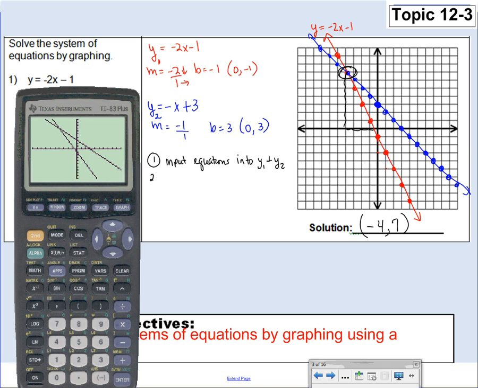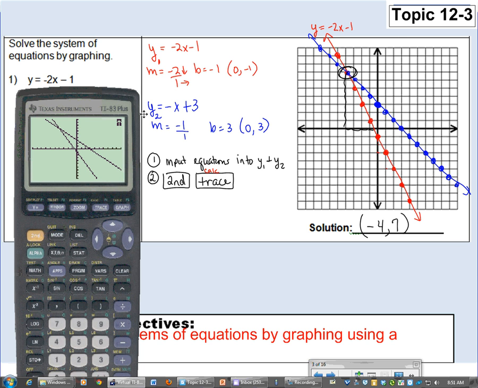Next, we're going to hit the second button and then the trace button. When you look at the trace button, right above it, you'll see the word calc, and that's what we're trying to get to. So we hit our second button. Notice the arrow saying I'm going to go above whatever trace is, and that's calc. And now we're going to choose number 5 for intersect.